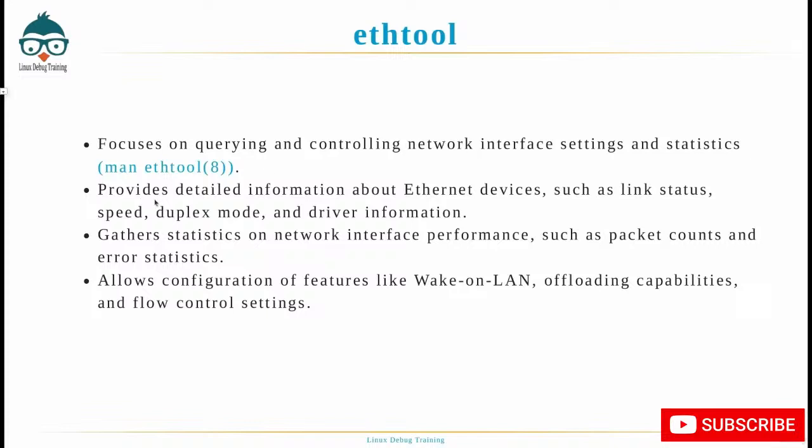It provides detailed information about the Ethernet device, such as its link status, speed, duplex mode, and driver information. Ethtool gathers statistics on network interface performance, such as packet counts and error statistics. And configuration-wise, it allows us to configure features like wake-on-LAN, offloading capabilities, and flow control settings. Let's take a look at a live example for ethtool.